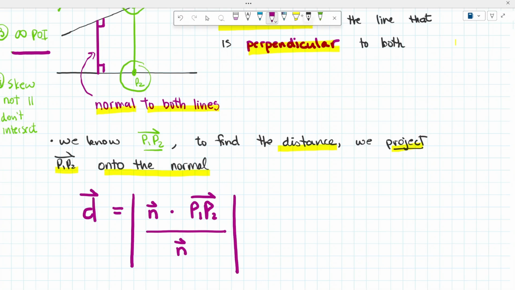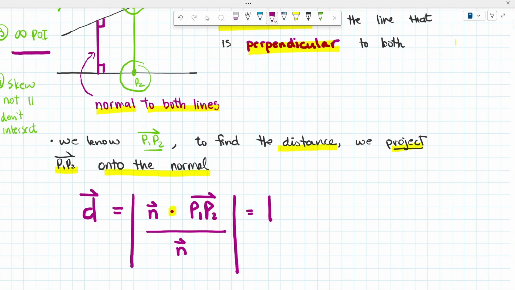This symbol over here represents the dot product. Be sure to check out my previous videos on the dot product if you'd like to learn a little bit more about this. And here we can use our knowledge of algebra and understanding of vectors to rewrite this.